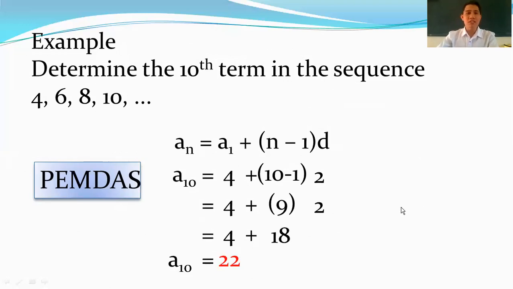Let's check if our answer is correct. After 10, the next numbers are 12, 14, 16, 18, 20, and 22. Let's check if 22 is the 10th term. 4, 6, 8, 10, 12, 14, 16, 18, 20, 22. First, second, third, fourth, fifth, sixth, seventh, 8th, 9th, and 10th. So our answer is correct.